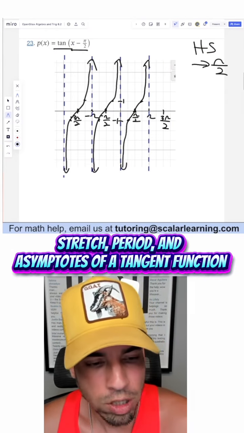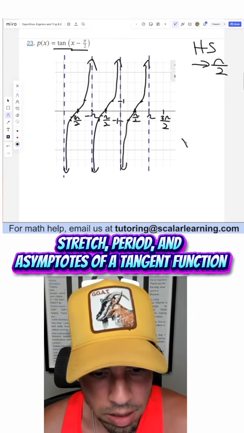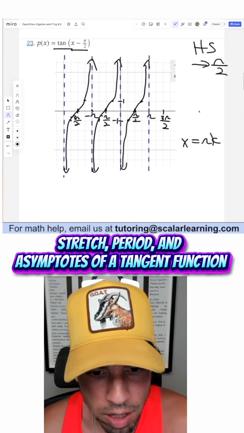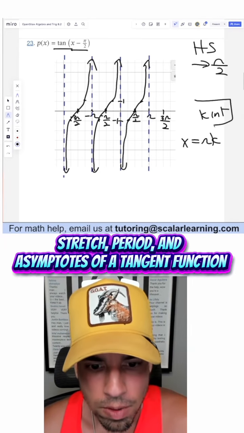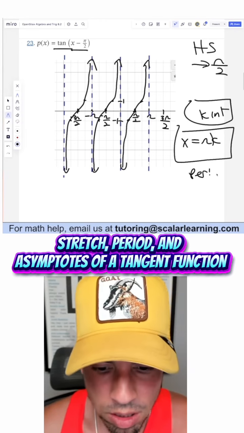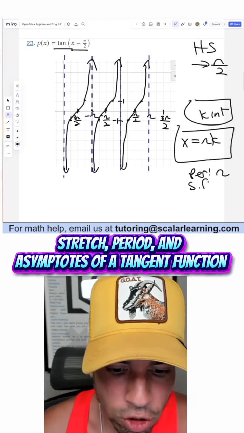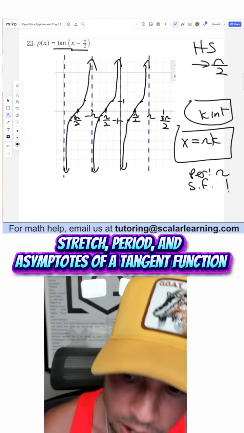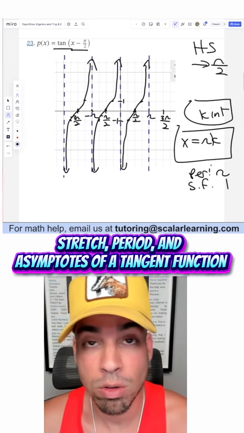And the asymptotes are just on multiples of pi. So x equals pi k, where k is any integer, okay? And there are the asymptotes. And by the way, the period wasn't modified, so the period stays as pi. The stretching factor, since there wasn't a constant, is just 1. And that is pretty much how you do it. Boom, done.